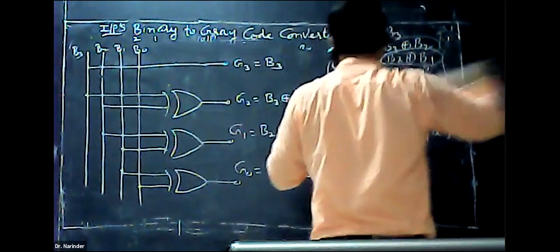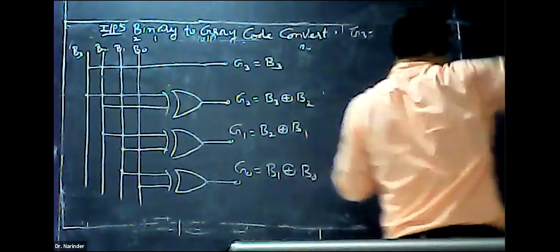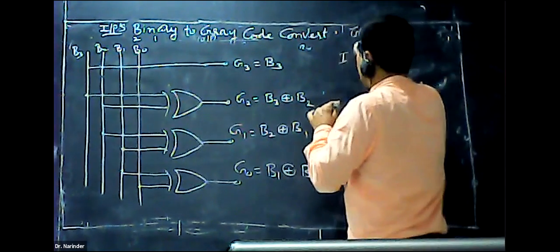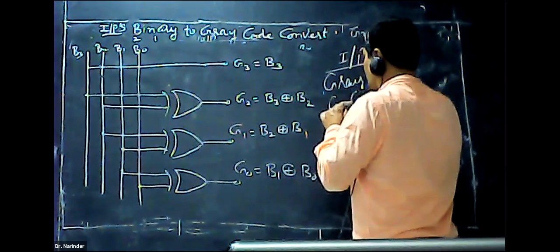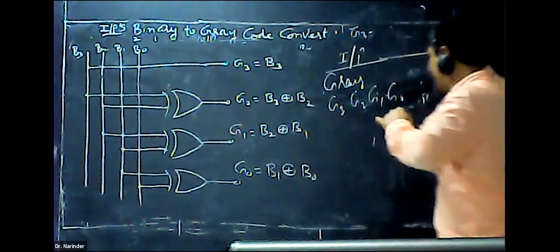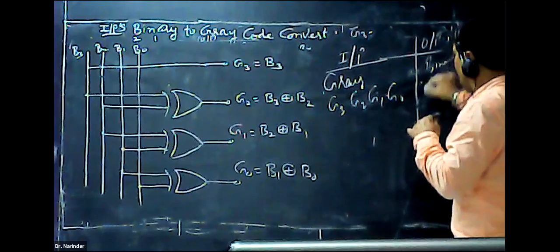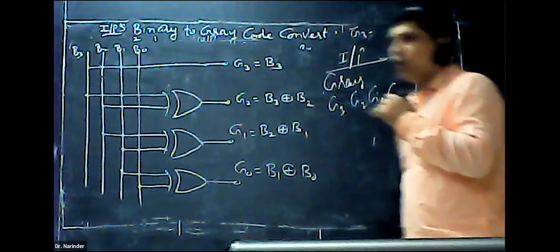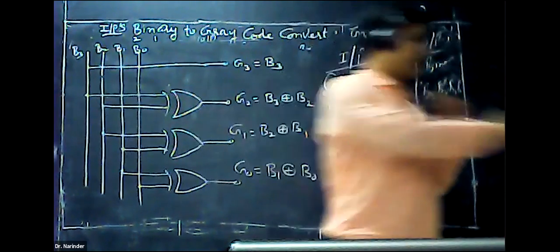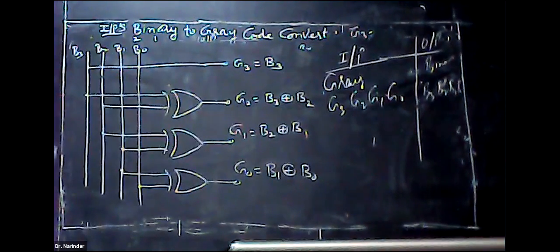Gray code to binary. In gray code to binary, you have to write the input as gray code, means G3, G2, G1, G0, whatever the table we have designed, that will be changed. Binary, B3, B2, B1, B0. So, in a similar way you can adopt what we have discussed. In the similar way you can design it. I will show you how. See.